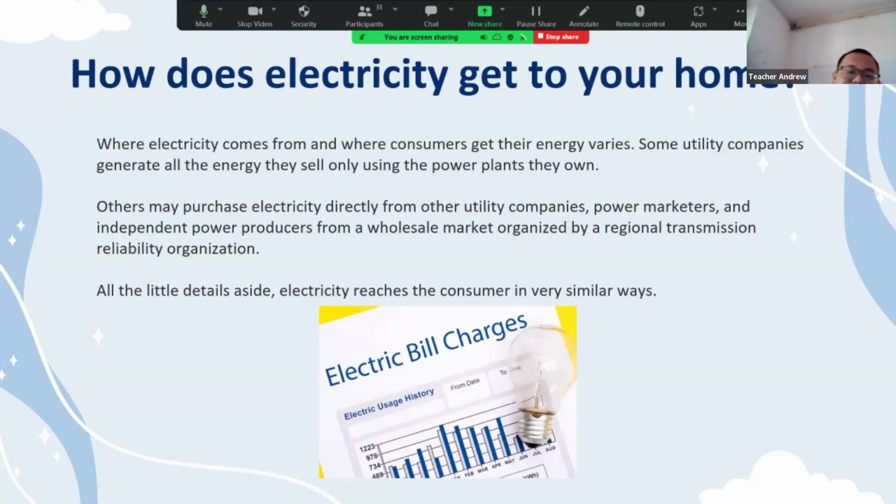Just by the way, it is either a main supplier or a secondary supplier. Main supplier means I own a power plant, and I sell you the power that I make. Whereas secondary means I buy the power from the main supplier and I sell it to you at a higher price, something along this line. So this is how electricity gets to your house.